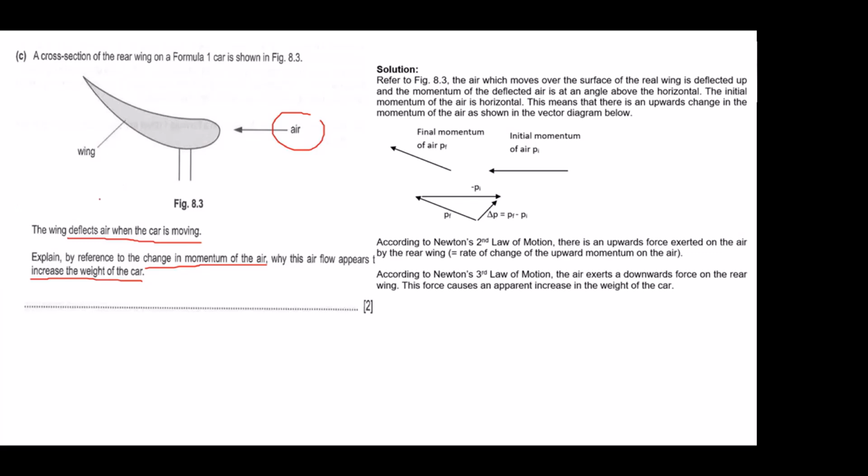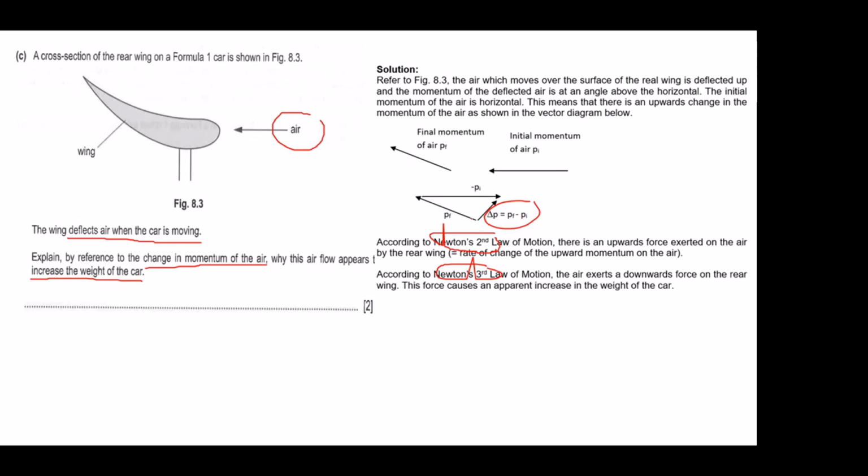Okay, since the question specifically asks for change in momentum, there are a few concepts involved. You probably need to think of Newton's second law, your force and change of momentum, how does it correlate to force? And then using Newton's third law, how come there is an upward and a downward force, and why the downward force will cause the increase in the weight of the car. Momentum is a vector, so I use a vector diagram here. I can find that my change in momentum is P final minus P initial.